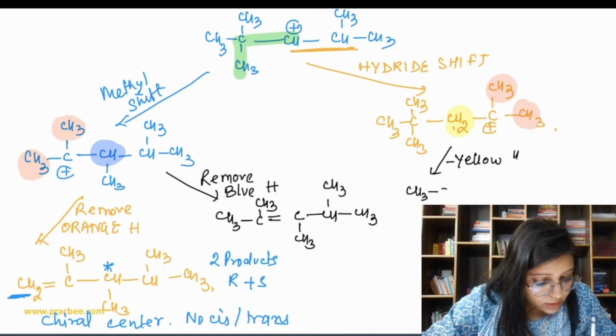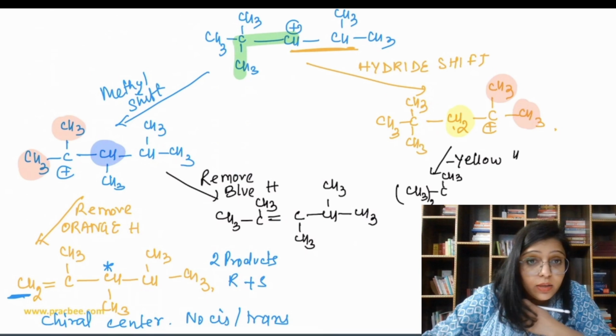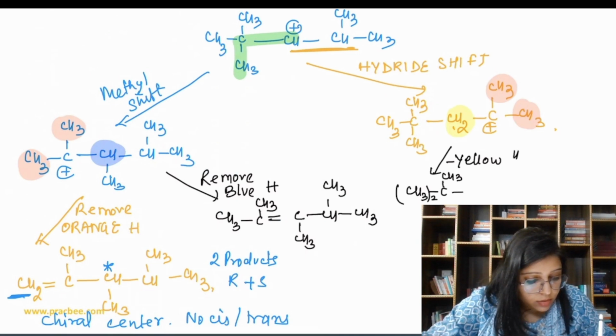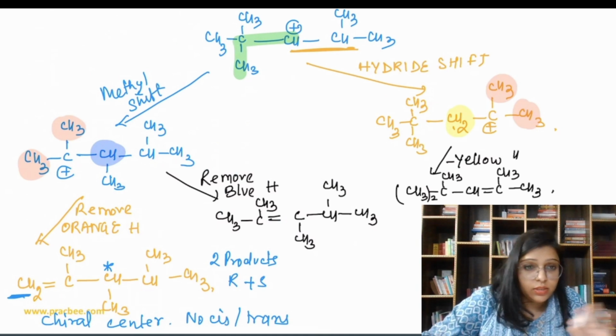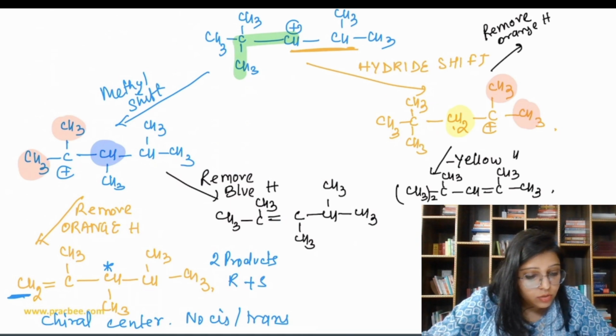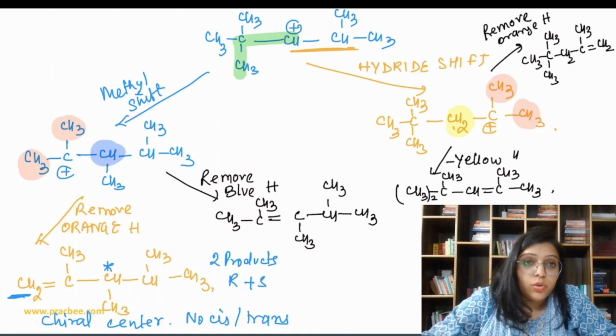we get CH3 C CH3, or either I can write (CH3)2 C CH3, and we write CH double bond C CH3 and CH3. Again no cis-trans. And if I remove orange hydrogen, we get CH3 C CH3, CH3 CH2 C CH3 and double bond CH2. So again no cis-trans.